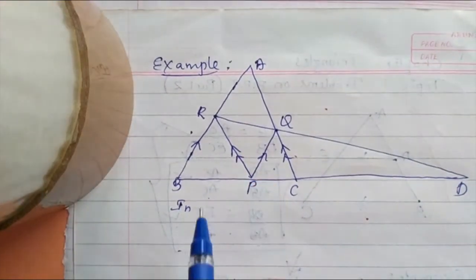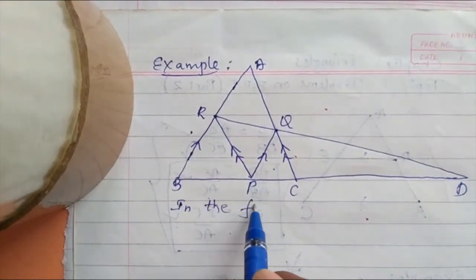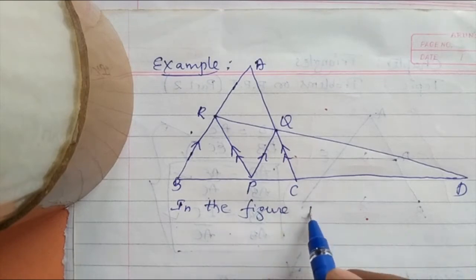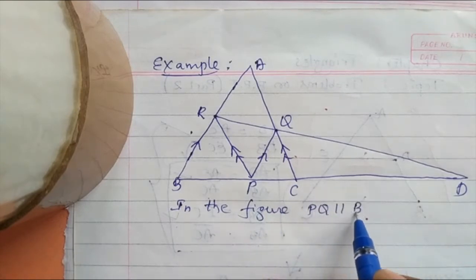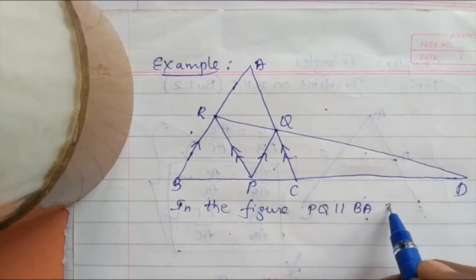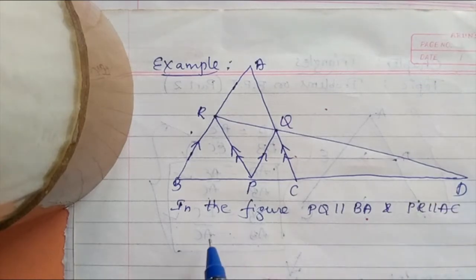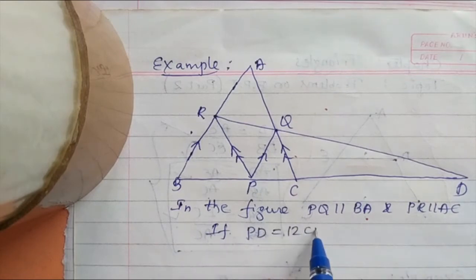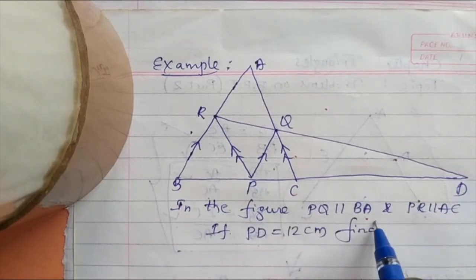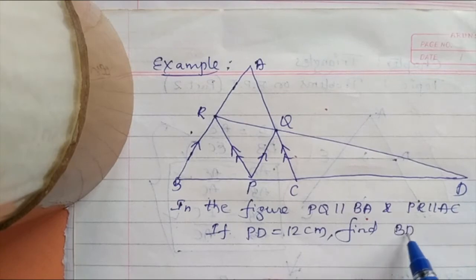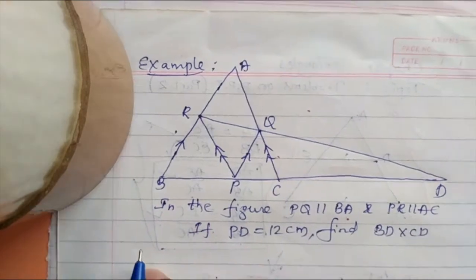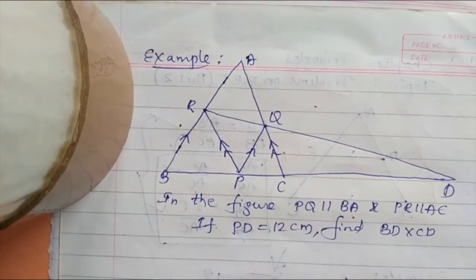This is the problem figure. In the figure, PQ is parallel to BA and PR is parallel to AC. If PD equals 12 centimeters, find BD into CD. This is the question for 3 marks or 2 marks.